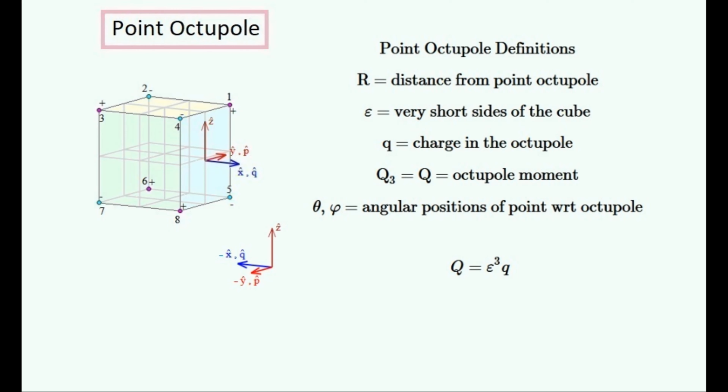So as epsilon tends to 0, the charge q tends to something extremely large. Theta and phi are the angular positions of the observer with respect to a particular orientation of the octupole moment. These angles are measured against the p and q vectors used to define its orientation.